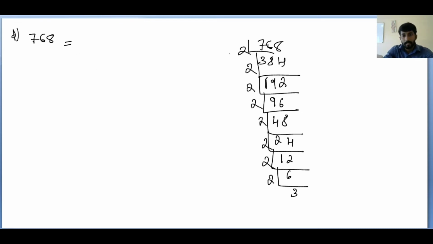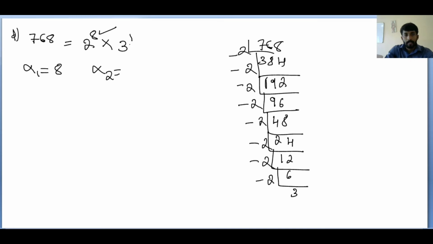How many times 2 is there? 1 2 3 4 5 6 7 8 times 2 is there. So here you can write it as 2 to the power 8 into only 1 time 3, right? So 3 to the power 1. In the next step, see, alpha 1 value is equal to 8, right? Power is equal to 8. Alpha 2, second prime number 3, their power is equal to 1.